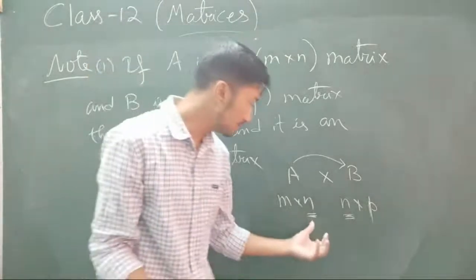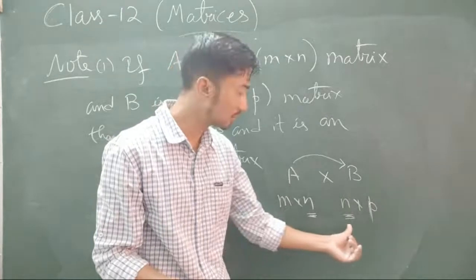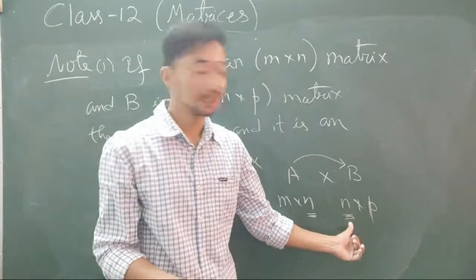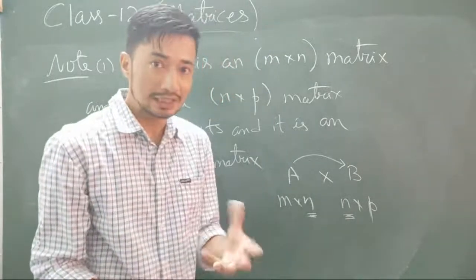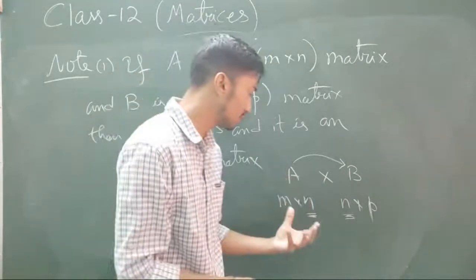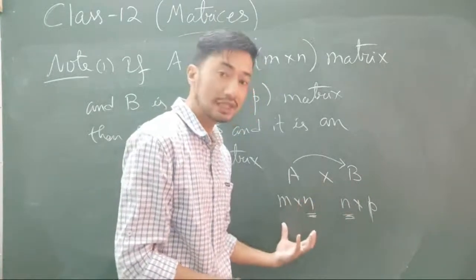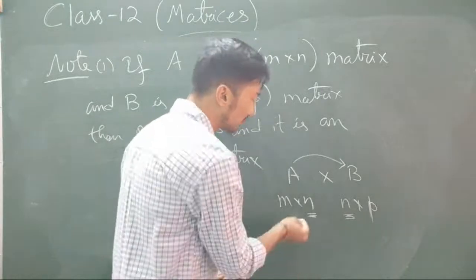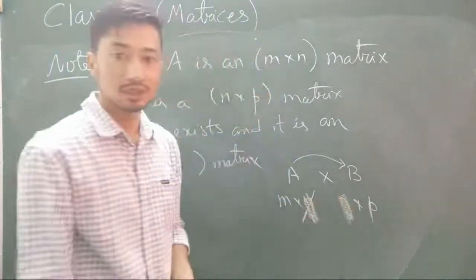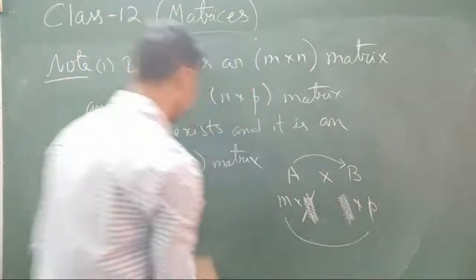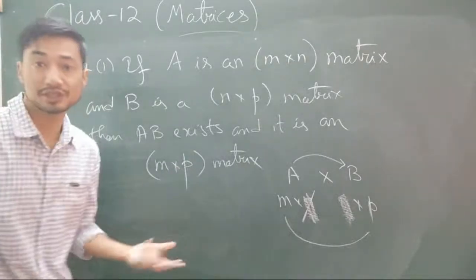The number of columns in the first matrix, listen carefully, is equal to what? The number of rows in the second matrix. So what will be the order? I'll give you a hint on how to remember that. When we multiply A and B, after checking that they are conformable, the order of the new matrix will be M by P. We're just removing the N. That's basically what the condition is all about.